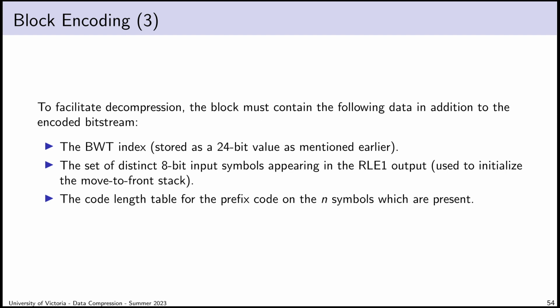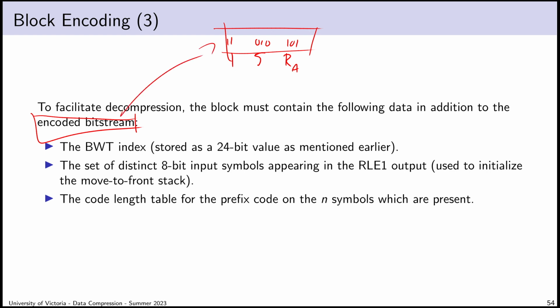So the block has to contain, in addition to the actual encoded bit stream, so I mean one of these days I'm going to have this sequence of indices and I'm going to want to turn it into a sequence of bits, so some prefix code or whatever. I want to send this bit stream, the result of taking the RLE2 output and encoding it with a prefix code, out to my file. In addition to this encoded bit stream, I also need to send out the 24-bit encoded BWT index, which could be 20 bits, but we have to use 24.